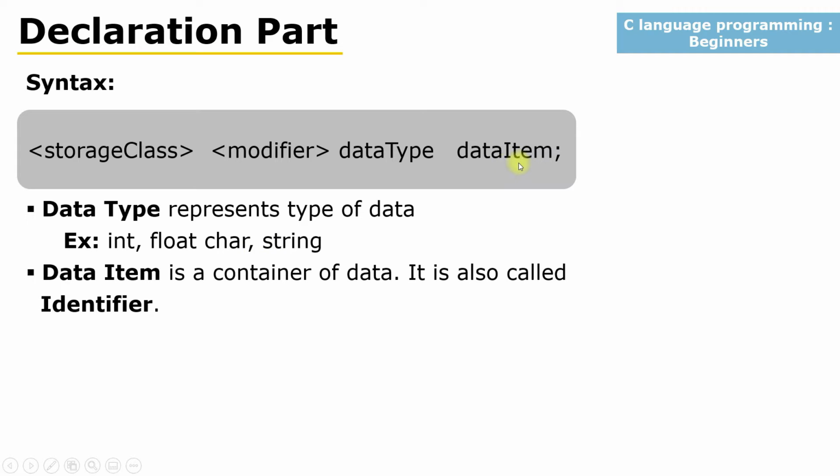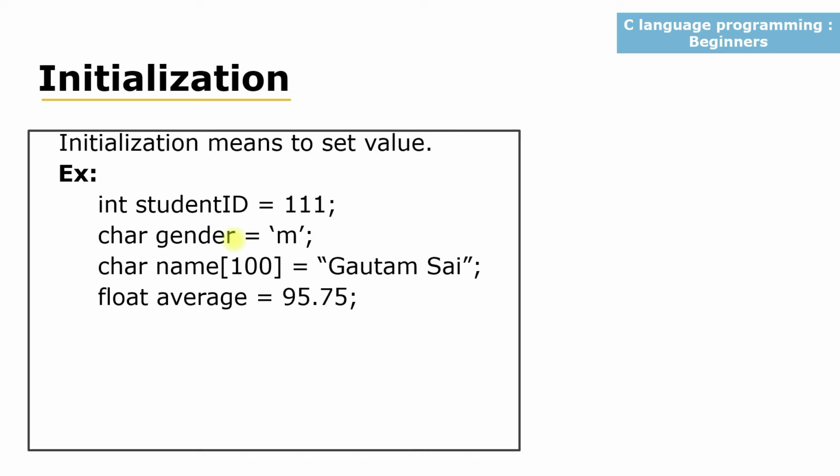Data item is a placeholder which stores the data. It is also called an identifier because it is used to identify things. Data item name can be any name of our choice, but we must follow some naming conventions. And you also learned what is initialization. It is the process of assigning values to the data items.